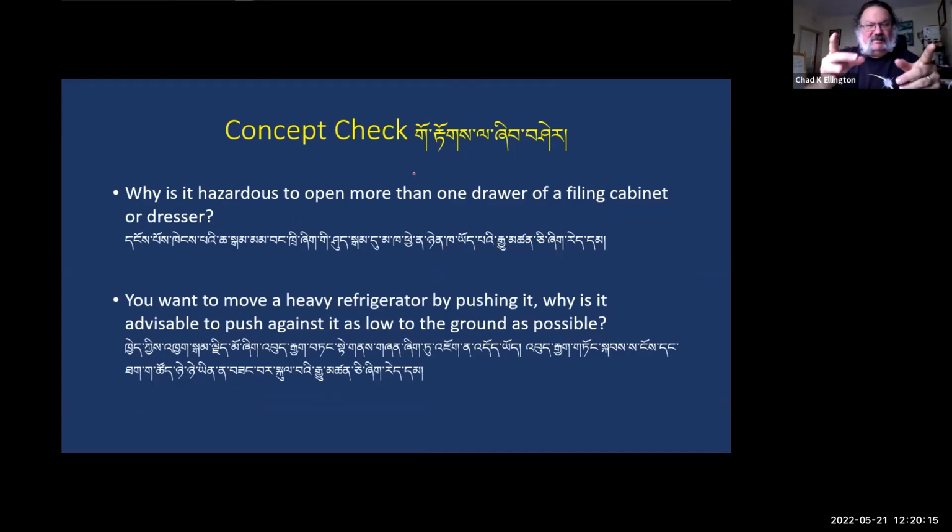So I think I'll skip these concept questions. It's about how dangerous opening drawers of cabinets are and pushing refrigerators.